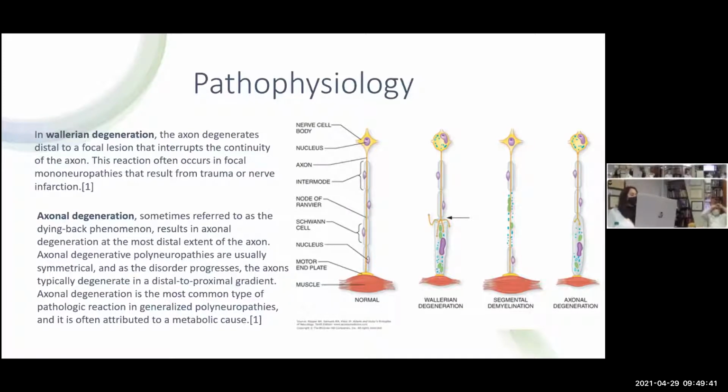Then we have axonal degeneration, which is also called the dying back phenomenon. And that's when you have axonal degeneration at the most distal extent of the axon. These are usually symmetrical, and as it progresses, they usually degenerate in a distal to proximal gradient. And this is the most common pathological reaction in generalized polyneuropathies, and it's usually due to a metabolic cause.